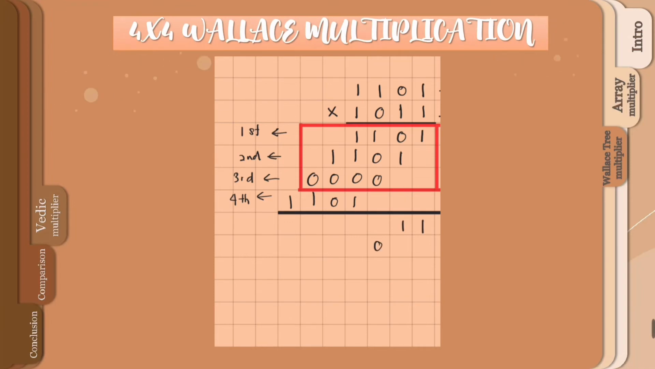A full adder will be used to sum up the 3 bits. 1 plus 0 is 1 carry 0. 1 plus 1 plus 0 is 0 carry 1. 1 plus 0 is 1 carry 0. The remaining 0 will be brought down here.